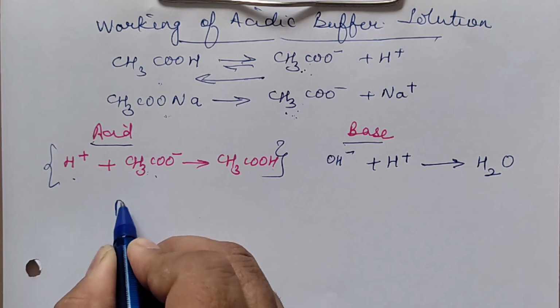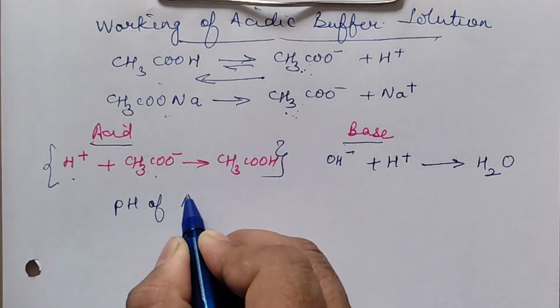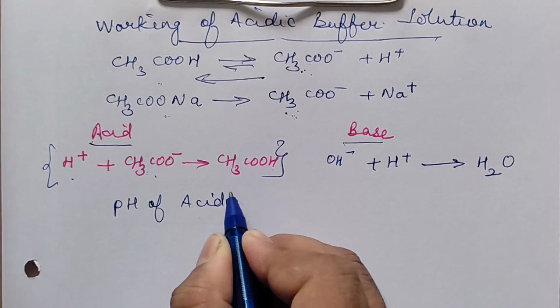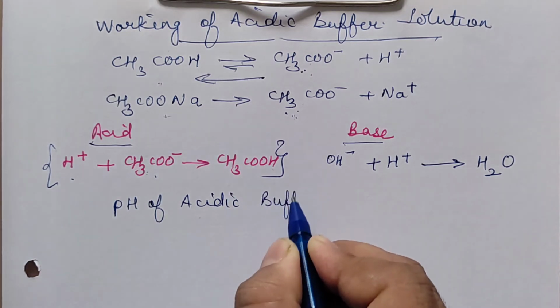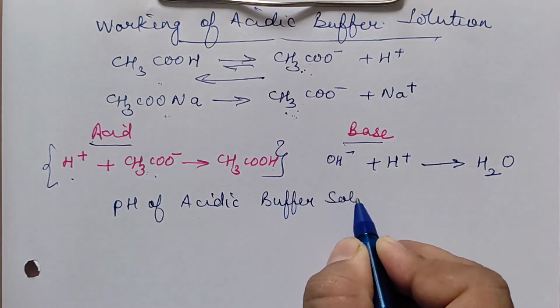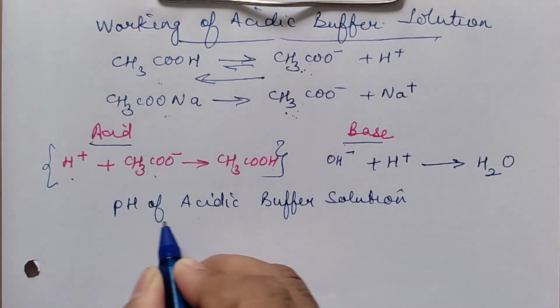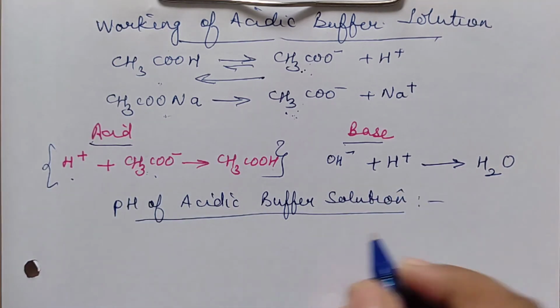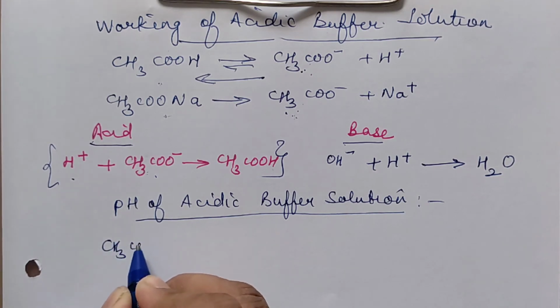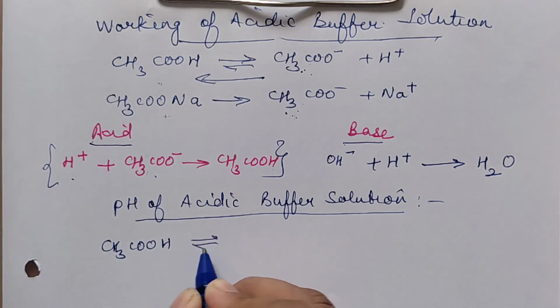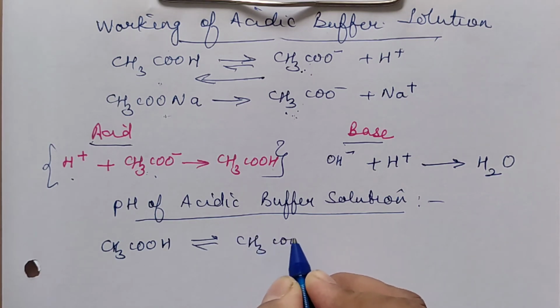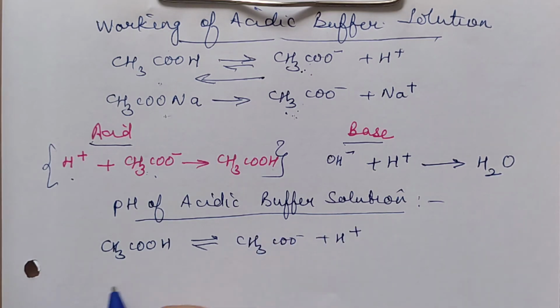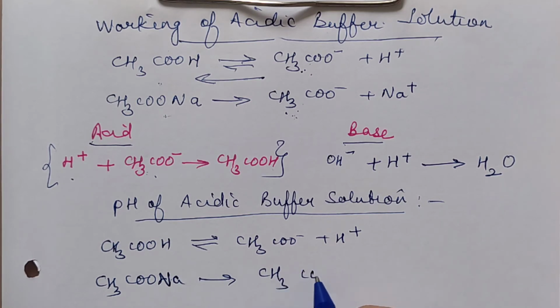We will also talk about the pH of the acidic buffer solution. About the basic buffer solutions we will take in the next video, otherwise it will become very lengthy for you. Okay, so pH of acidic buffer solution we are taking. Now again, let me take one particular example which I have been taking every time, acetic acid and sodium acetate example. So let us ionize this, and this is sodium acetate. It will ionize completely and it will result in the formation of acetate ion and Na plus.